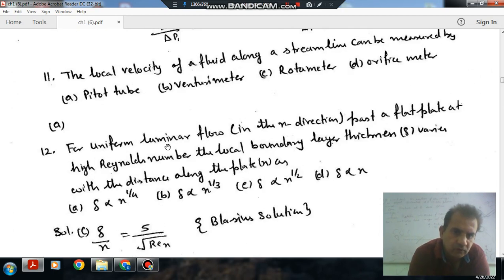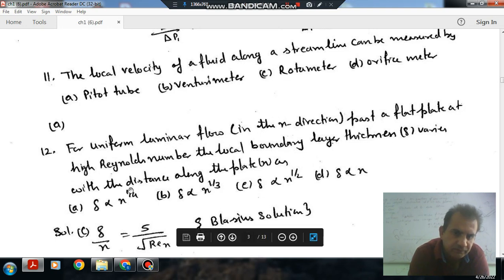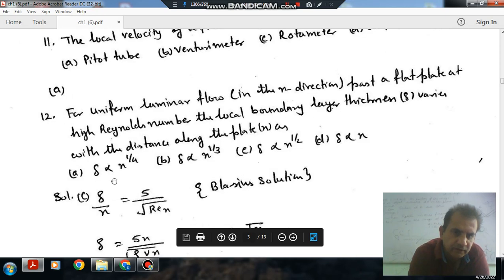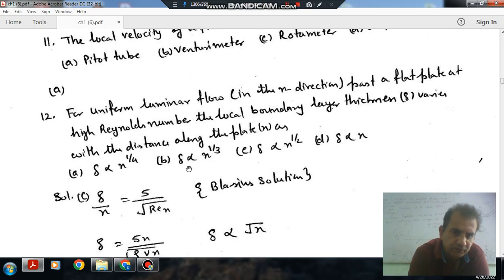Next, for uniform laminar flow in X direction past a flat plate at high Reynolds number, the local boundary layer thickness varies with the distance along the plate as: A delta is directly proportional to X raised to 1 by 4, B delta is directly proportional to X raised to 1 by 2, C delta is directly proportional to X raised to 1 by 2, D delta is directly proportional to X.